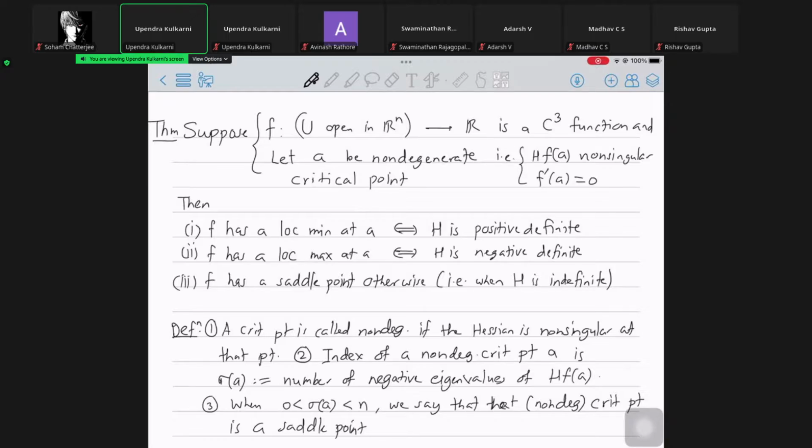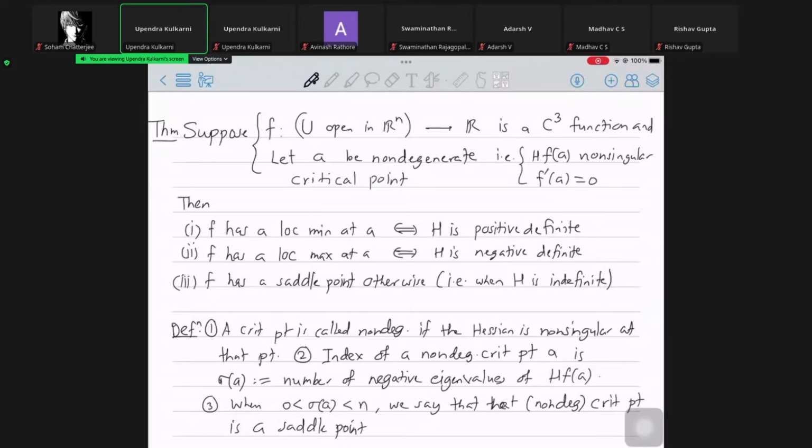This tells us that in order to look for maxima and minima for such functions defined on an open set, it is enough just to look for points where the derivative is zero. Now we want to classify these points. Is it a maximum? Is it a minimum? Or is it neither? And for that, we look at the second derivative.